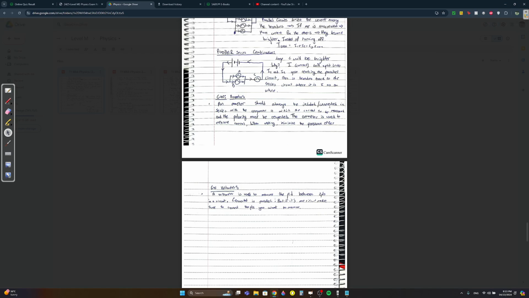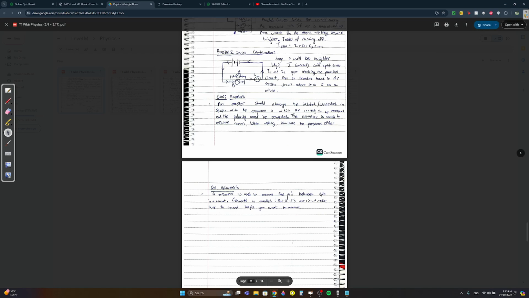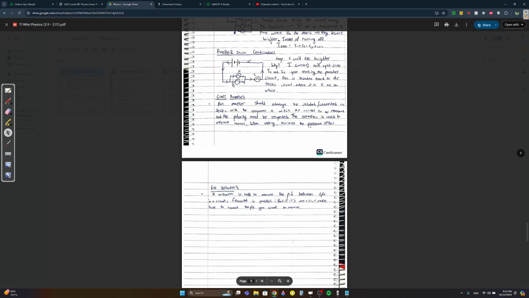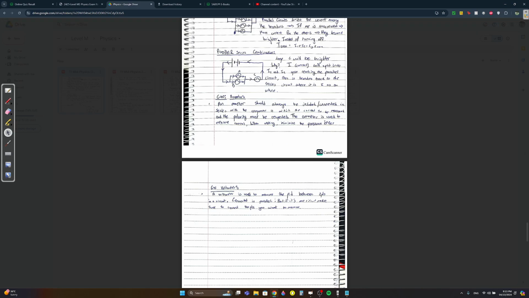An ammeter should always be included in series in the circuit in which the current is to be measured. The polarity must be respected. This means connected positive with a positive, negative with a negative. The ammeter is used to measure current. When reading it, you must minimize the parallax effect. I forget about the parallax effect, but in case they ask, parallax effect is when you look at it in a straight way. Don't look at it from a bent direction.